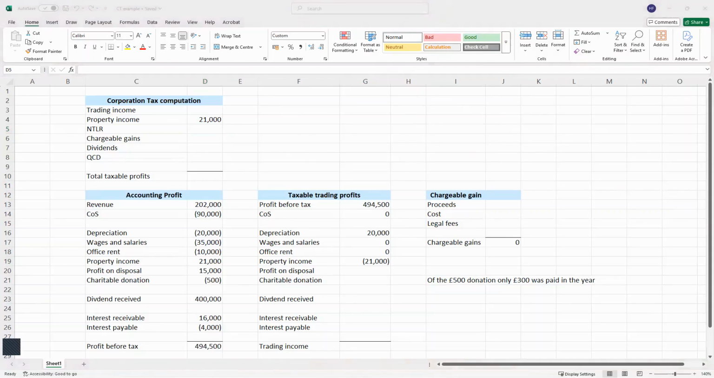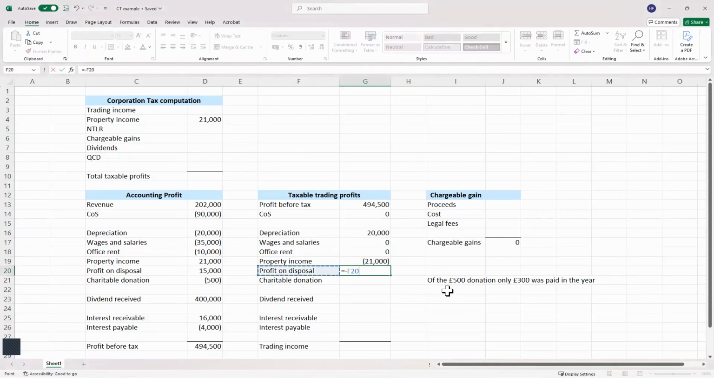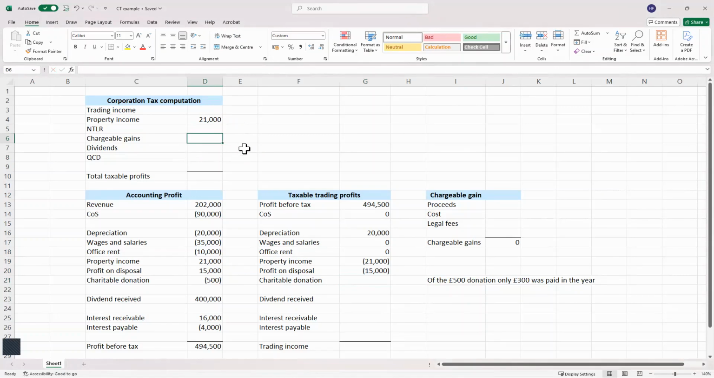The next one down is profit on disposal. So this would be an accounting profit on disposal, and it relates to a capital asset in the business. As it relates to a capital asset, we know that this income is non-taxable within the trading income. And what we need to do is then calculate what we call a chargeable gain. And this then becomes taxable within the taxable profits calculation in the corporation tax computation.